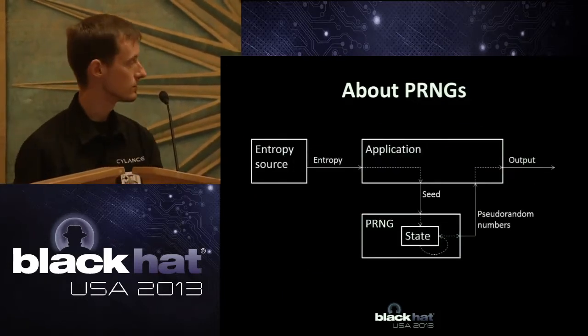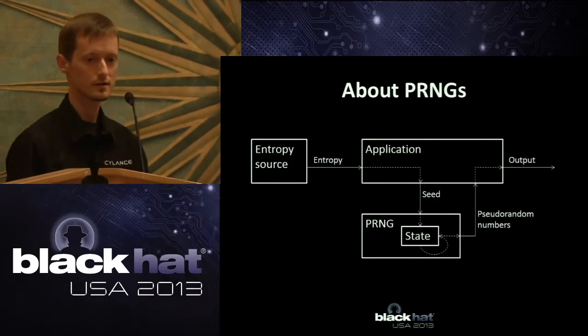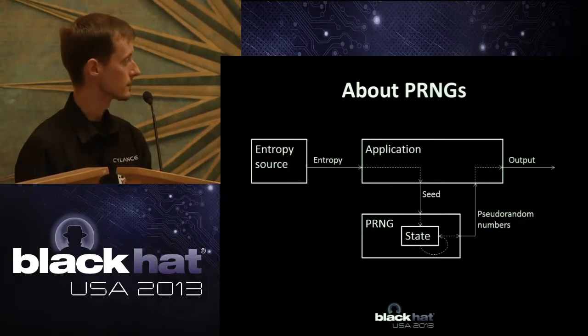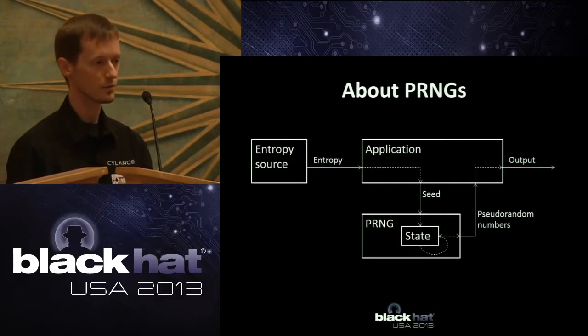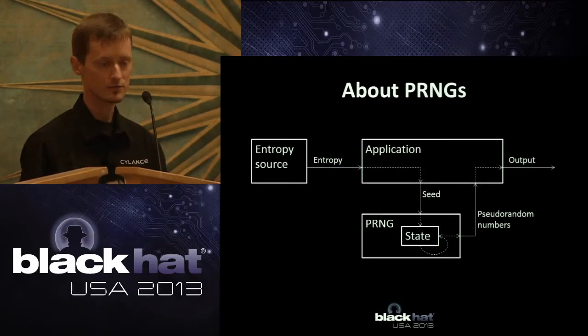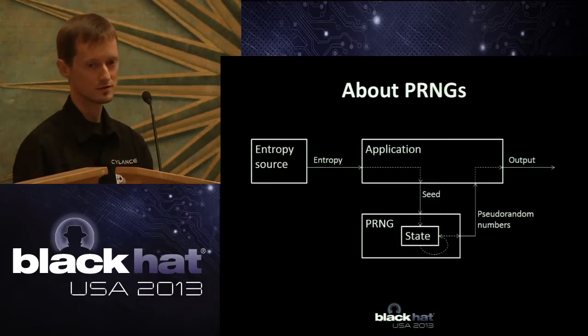This is a general sketch of what we conceptualize a PRNG being and how we can consider it being used. It's a component. It has an internal state, which just gets modified. It gets transformed as successive pseudorandom numbers are drawn out of it by the application. This application is just whatever code that uses a PRNG. It could be a kernel, it could be a web app, whatever.